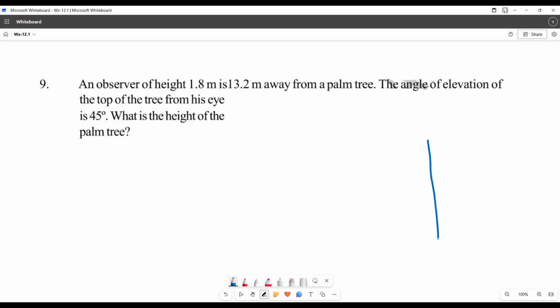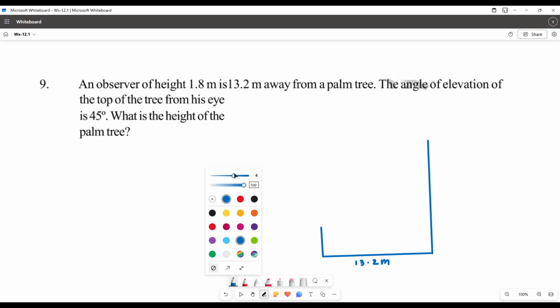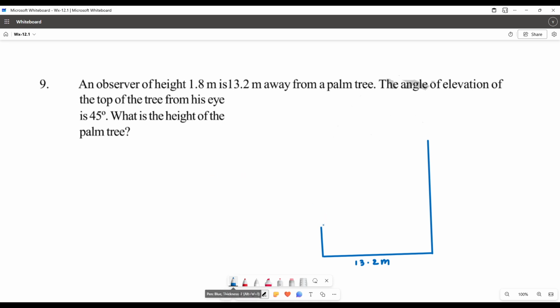So let's assume that this is the palm tree and this is the observer. He is 13.2 meters away from the palm tree. He's also telling that the angle of elevation from his eyes to the top of the palm tree is equal to 45 degrees. So this would be 45 degrees and his height is 1.8 meters. Now he's telling us to find the height of the palm tree.